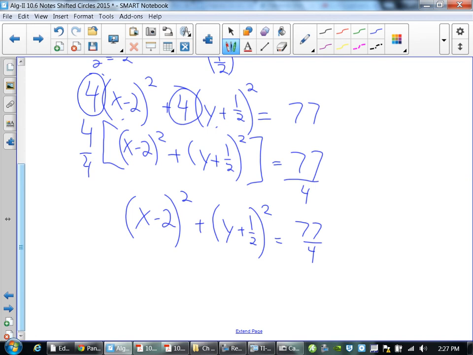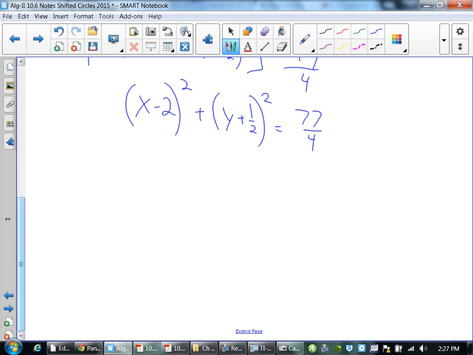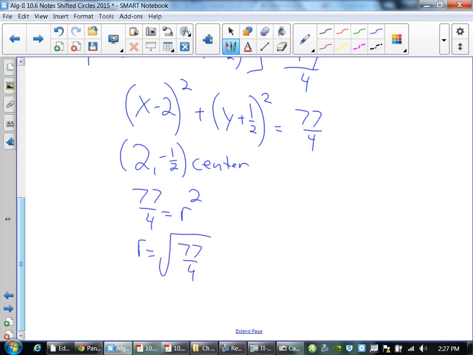Which gives you a center at 2, -1/2. And what's your radius? Root 77 over 2. Remember, this is where you guys will mess up. Your center is easy. 2, -1/2. 77 over 4 is the r squared, which means r would be the square root of 77 over 4, which is root 77 over 2.